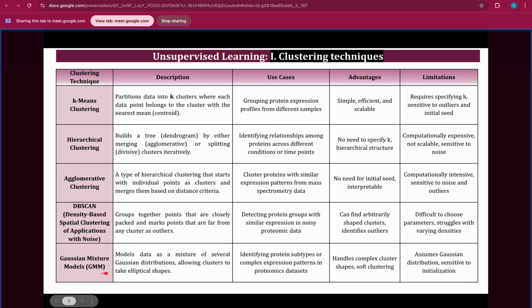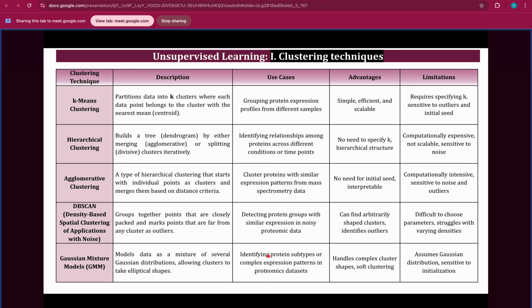Then come Gaussian mixture models. They model the data as a mixture of several Gaussian distributions, which allows clusters to take elliptical shapes. As we have seen, k-means clustering will try to make circular or spherical clusters, due to which it might miss out certain data points. But the Gaussian mixture model is an improvement. It takes multiple Gaussian distributions and makes elliptical models. So you do not have to be fixed to a circular structure and miss some data points. It will take shape accordingly, so that multiple data points can come into a single cluster. That is the biggest advantage of Gaussian mixture models.